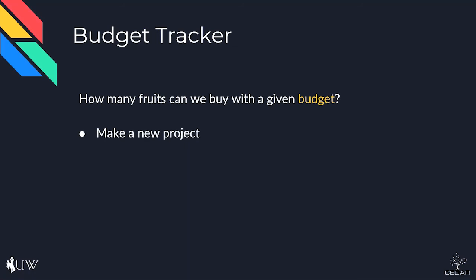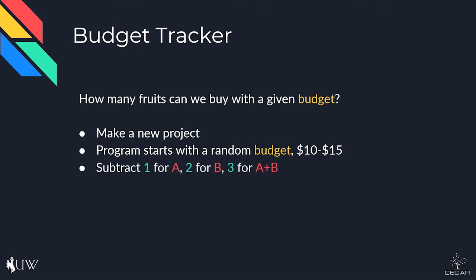Make sure you start with a brand new project. Make sure that your program starts with a random budget between $10 and $15 showing on your microbit when it starts up. And then you want your program to subtract, instead of adding like we did in the last project, $1 for A, $2 for B, and $3 for A and B. And similar to our last project, you want a way to restart your program. So on shake, make sure that your variable resets to a new random budget.